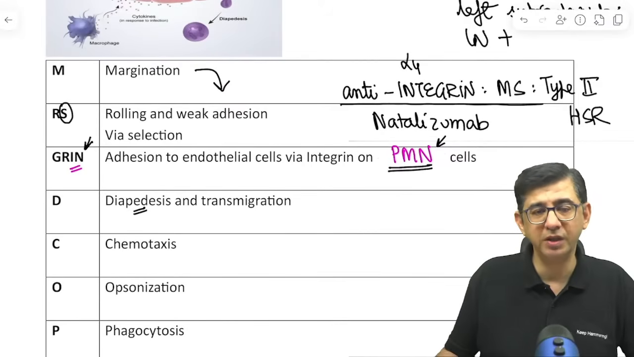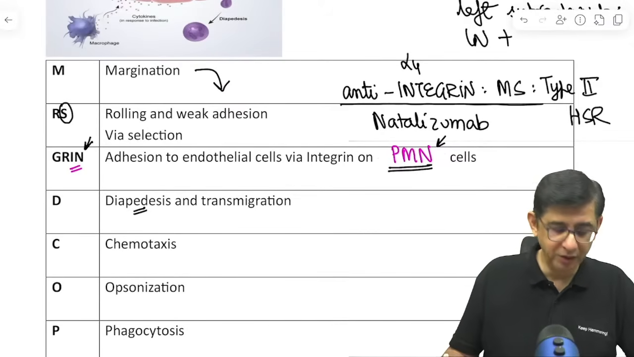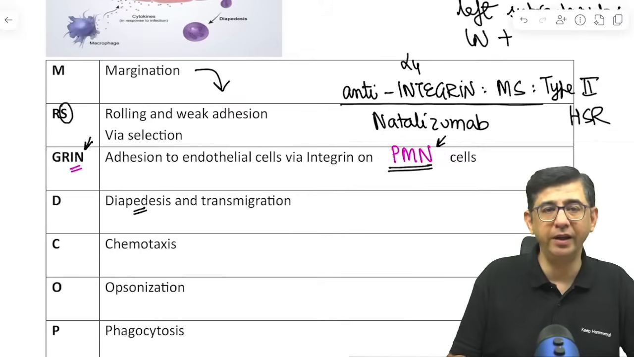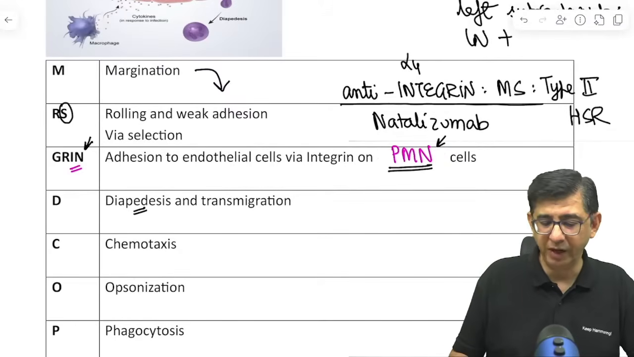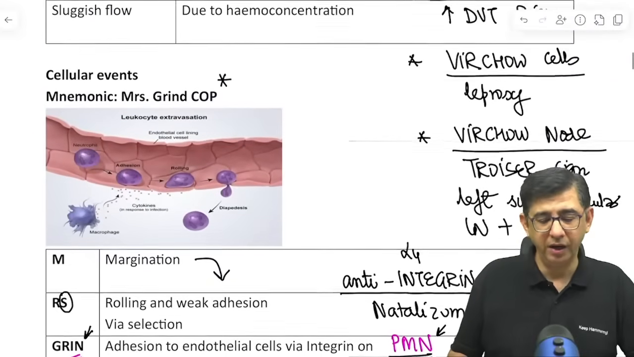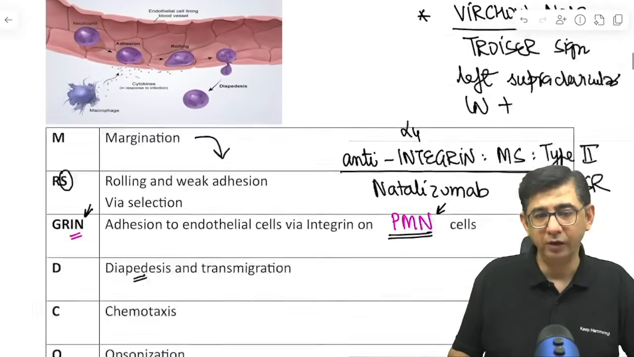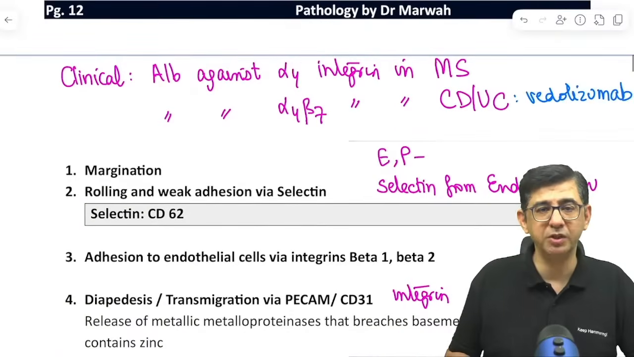Chemotaxis, then opsonization, and then phagocytosis. So let's look at each of these terminologies in detail. First, we are focusing on Mrs. Greenkop as a mnemonic to remember the manifestations, because you can be asked to arrange them in the correct order. And once you've done that, then come the individual steps.